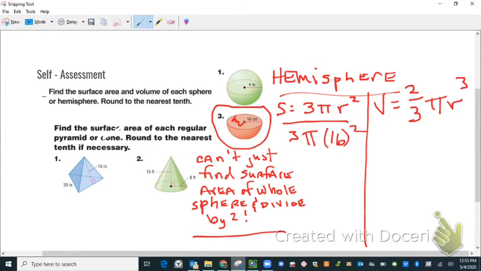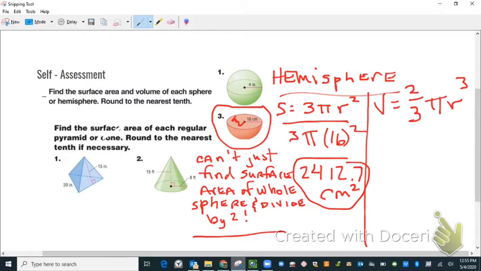So in my calculator, I'm going to type in 16 squared. I'm going to enter that, and then I'm going to multiply that times 3 pi to get my answer, which is 2412.7. What are the units? If it's surface area, they're square units. In this case, centimeters squared. So that's the surface area.